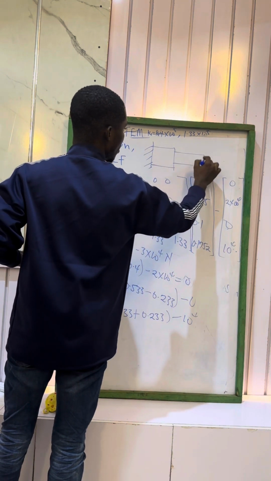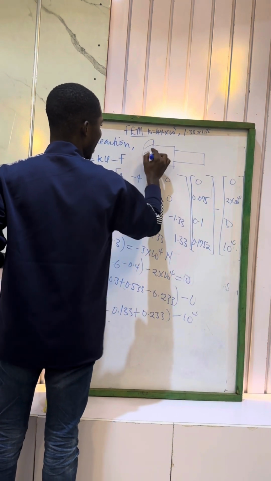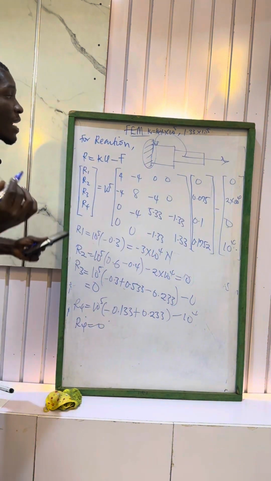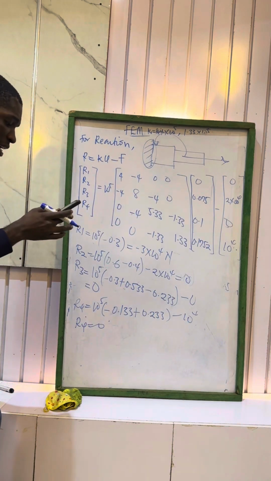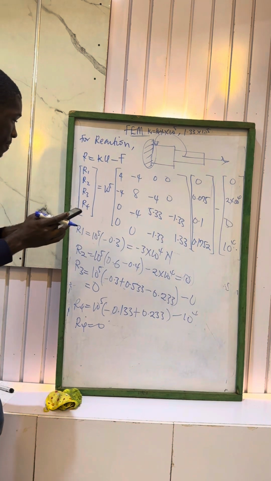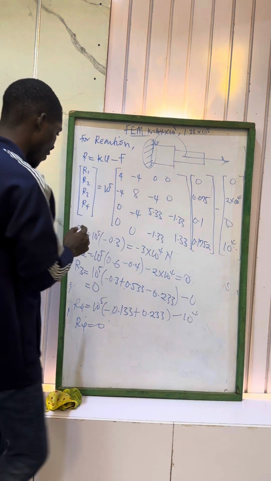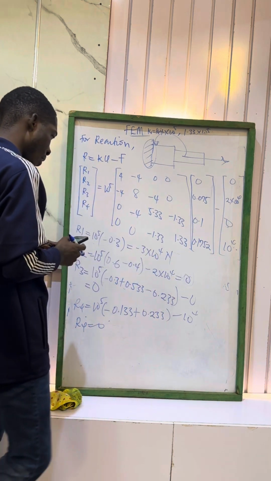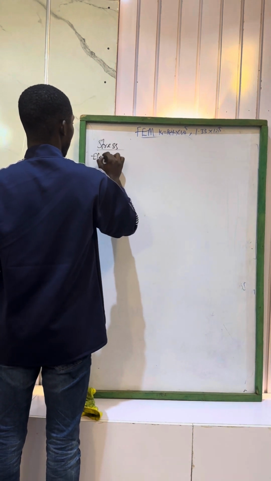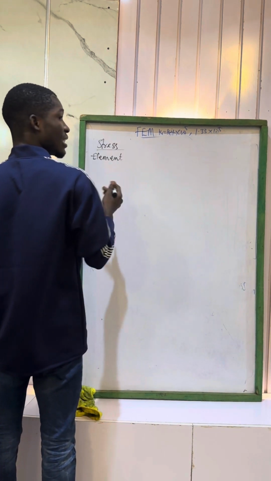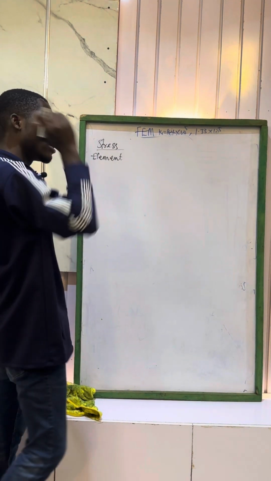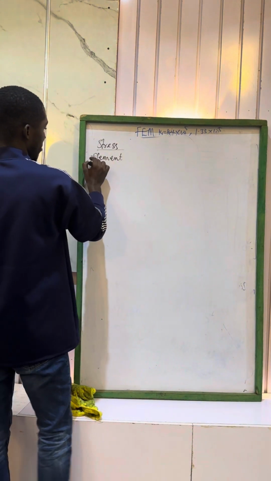It's like this. This is where the fixed point is, and the reaction will be acting here, because when you draw this, the reaction will come back to this point. You don't need much hassle to get that. So I've gotten my reaction force R1 equals 10 times 10 raised to the power 4. Now the stress in element 1, element 2, and element 3. Let's determine the stress that will be induced in all these elements.